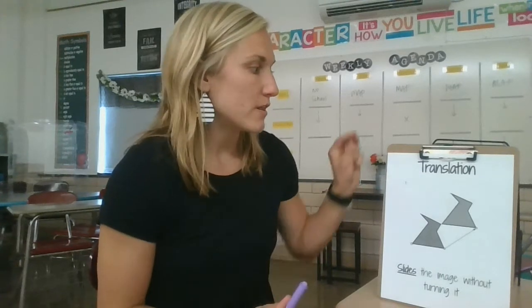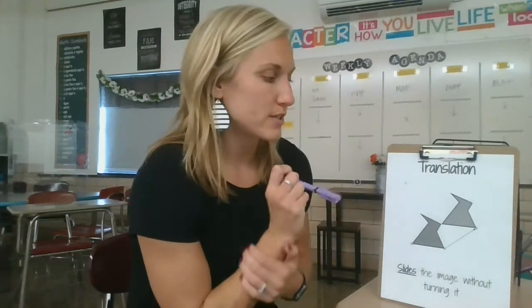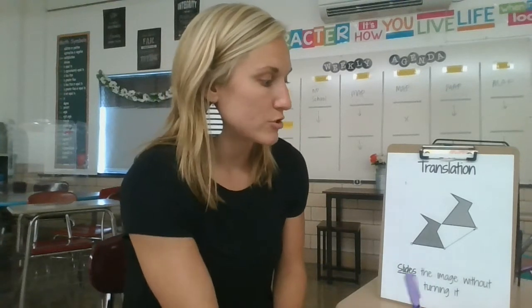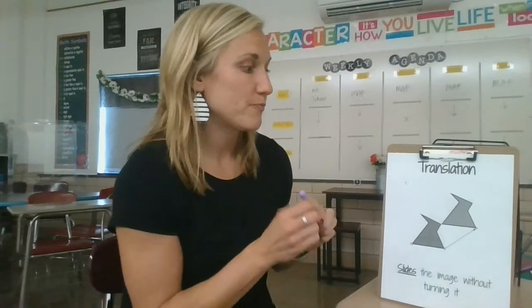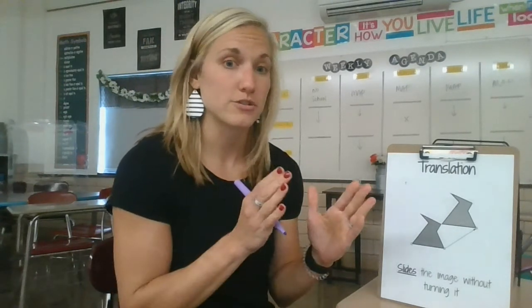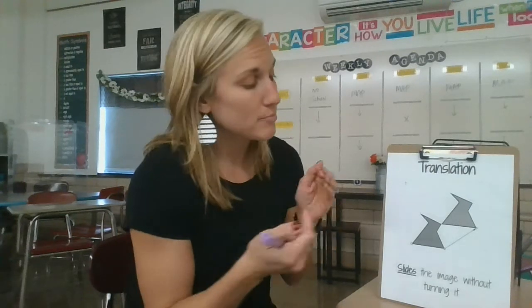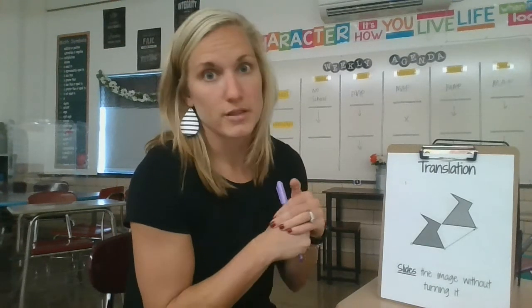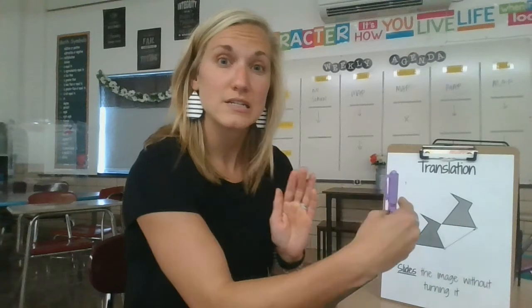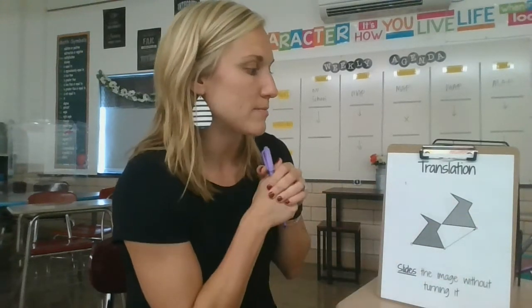So this image right here is what we would call a translation. Translation just really means to slide the image without turning it. A few things to note: we can slide to the right or to the left, and up and down. Technically, you can slide diagonally, but when we're thinking about units, we always want to think about going to the right X amount of units and then going up or down X amount of units as well.